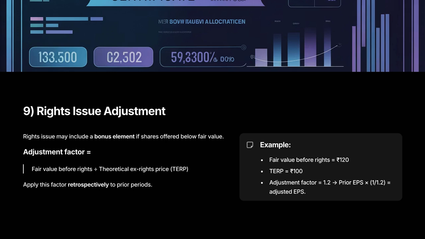9. Rights issue adjustment. A rights issue may include a bonus element if shares are issued below their fair market value. To adjust, use the formula fair value before rights divided by the theoretical ex-rights price, known as TERP. If the fair value before rights is 120 rupees and the TERP is 100 rupees, the adjustment factor is 1.2. Previous EPS must then be divided by this factor to restate earlier years.